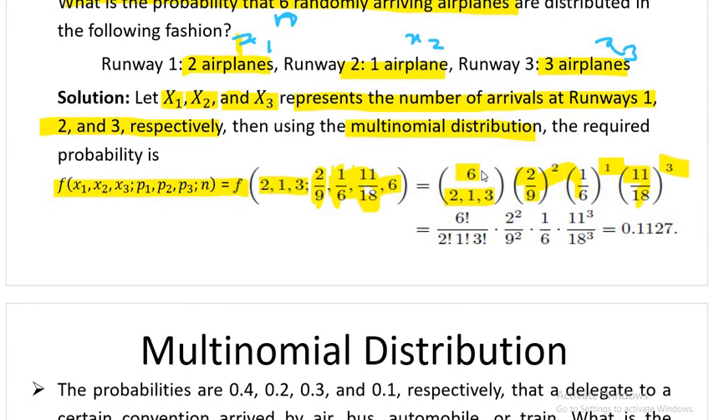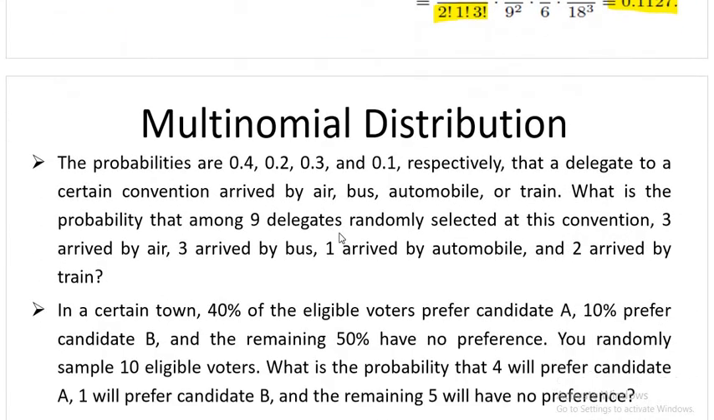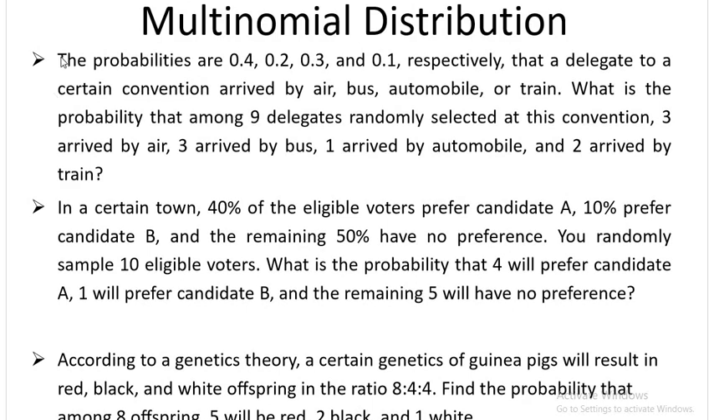Okay, so what is the permutation of like terms? We take the factorial of n, this is n factorial, divided by x1 factorial, x2 factorial, x3 factorial. The calculator will not give you this. There is no button in the calculator for permutation of like terms. So you will remember this: n factorial in the numerator and x1, x2, x3 factorials in the denominator. Okay, now if you simplify, this is your probability. So this is the probability that out of 6 airplanes, 2 will use runway 1, 1 will use runway 2, and 3 airplanes will use runway 3. Okay, so these are some questions for the multinomial distribution.